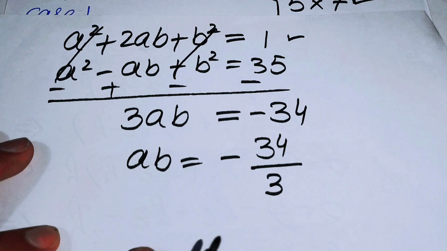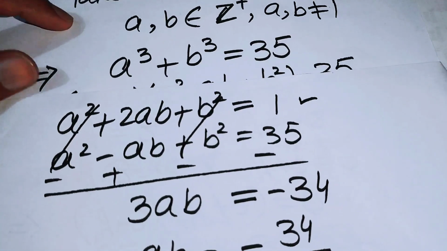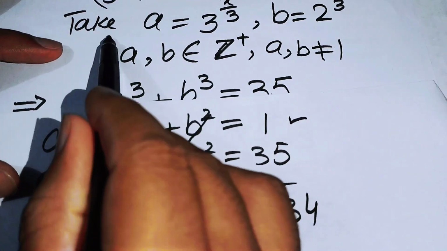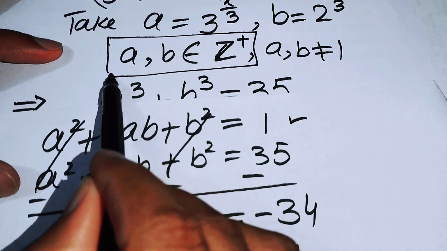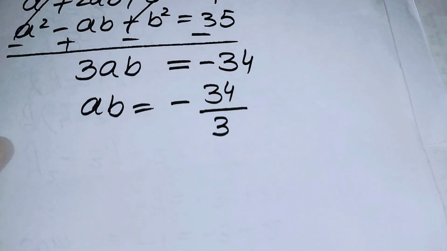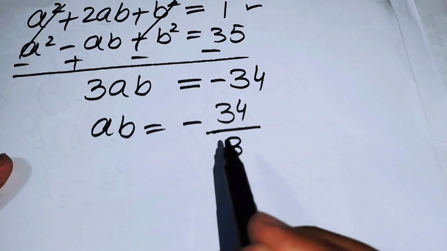Here you remember one thing: we need two numbers which give a positive integer answer, because a and b are positive, so the product cannot be negative. So here you can see that a and b would have to be negative, so it cannot be possible.